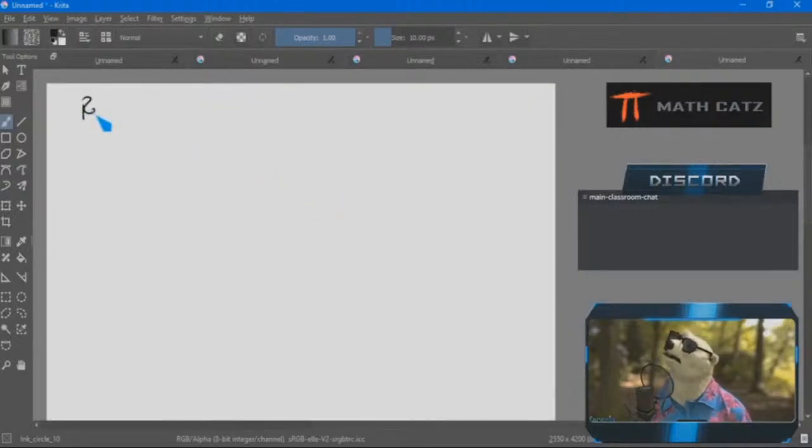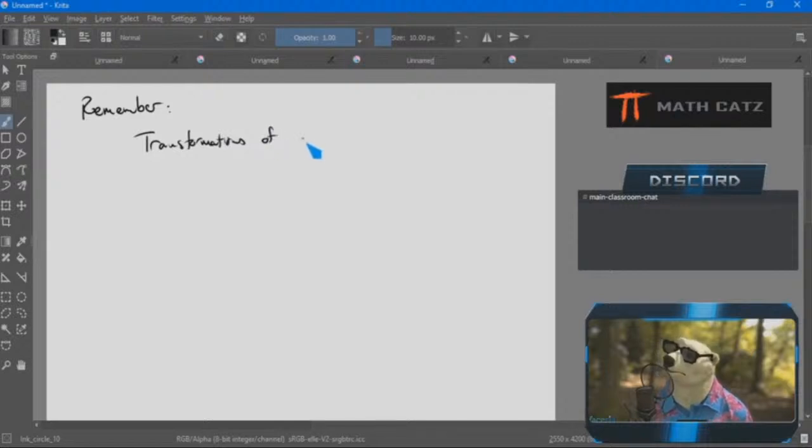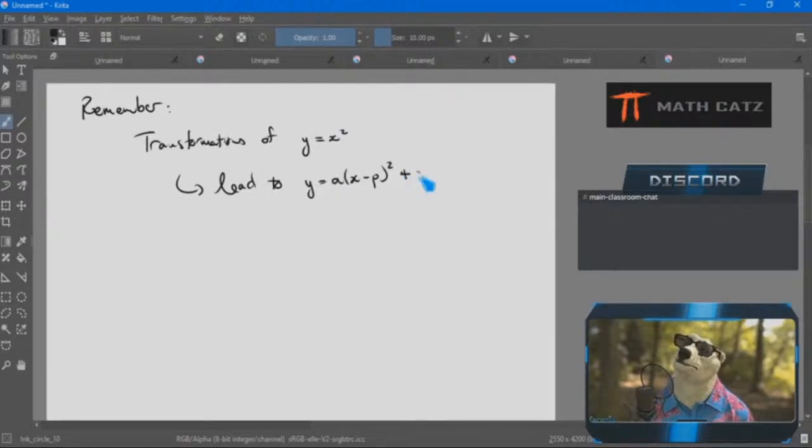So, just like if I remember, I had my transformations of y equals x squared can lead to, when I simplify it, well, when I look at the transformation version, a(x minus p) squared plus q, and when I simplify it, I have the general form y equals ax squared plus bx plus c.